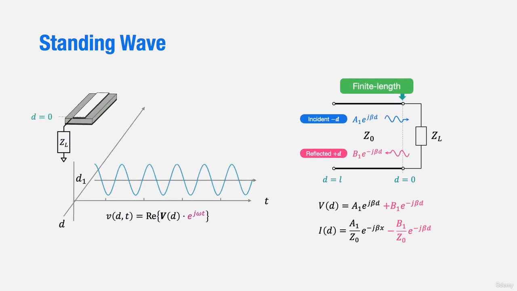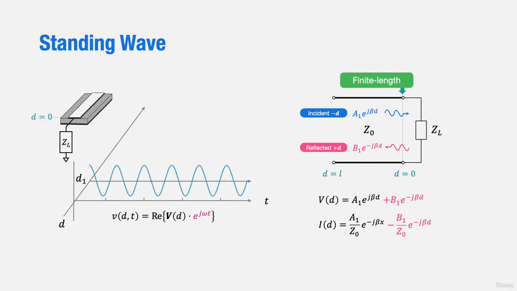Now let's examine the case of the terminated line, where the incident and reflected waves interfere with each other. At each point along the line, the wave amplitude varies depending on the position, as it results from the combination of two waves. We connect the head and tail of the wave at each position, take the real part, and obtain its time domain waveform. For instance, at position D1, the wave changes with time as shown.